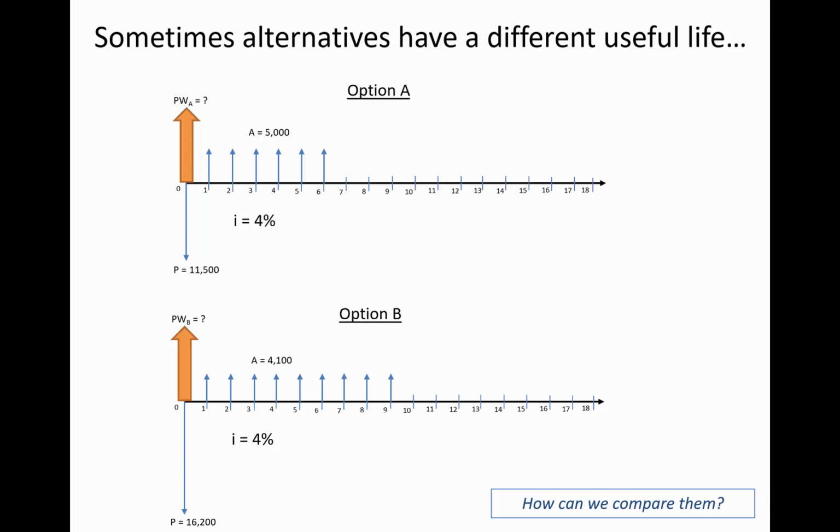And so you can't just take it to the present and compare because they have a different service life. And to compare alternatives, you have to have an equal study period. So unless we do something to make the study period the same for both option A and option B, then we can't accurately compare the two alternatives. So we're in a bind.